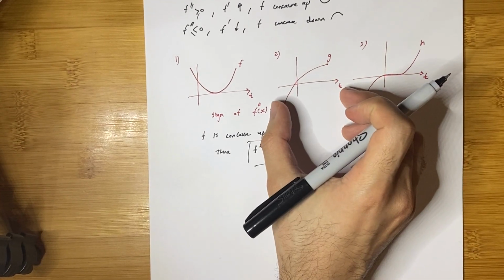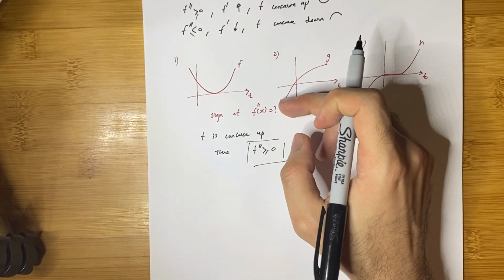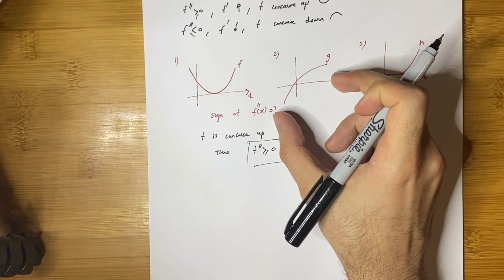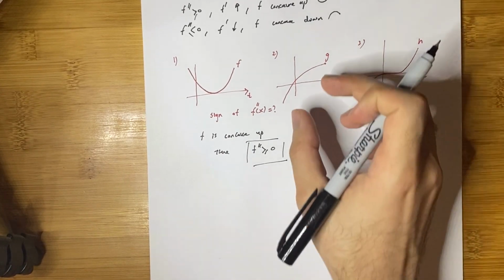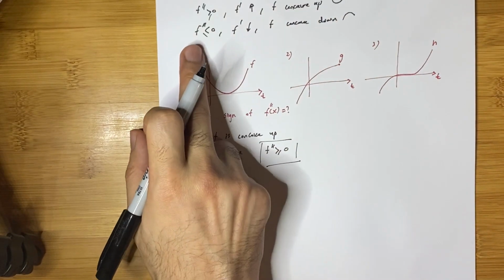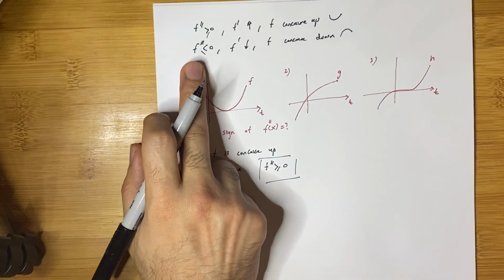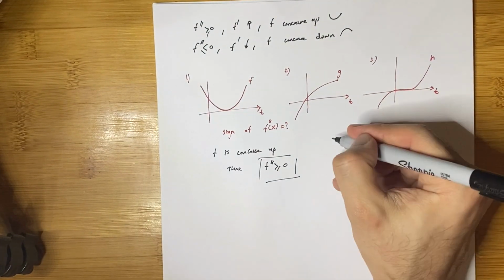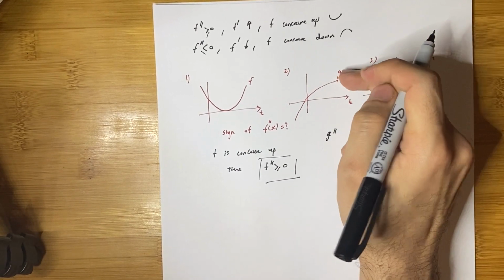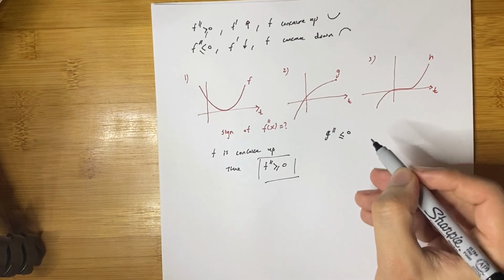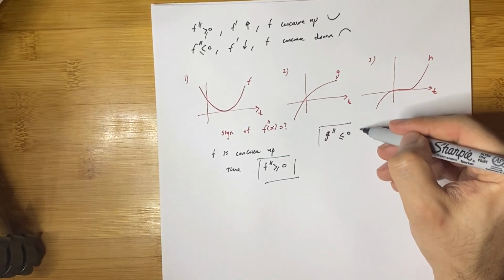For the g function, here, the function is concave down. So when it's concave down, it means the answer should be f double prime, or g double prime in case of this function, equal to 0 or negative.